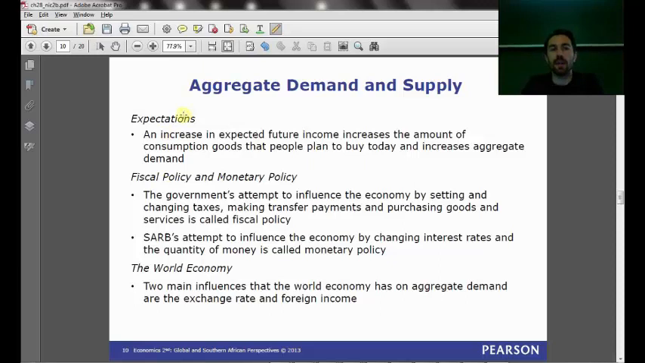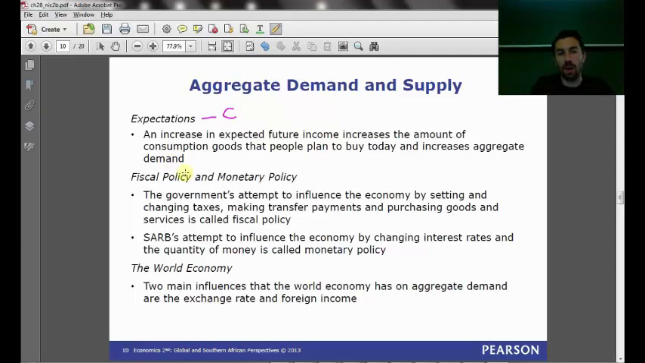Expectations. Okay, so in expectations, an increase in expected future income increases the amount of consumption that we want to consume today. We expect our income to go up in the future. We get a job, we're going to start that job in 1 month's time. We go and buy a new hi-fi today, we buy new clothes, new shoes. Sweet, I'll pay for it when I get my job, right? That's exactly what we do. Even when we don't want to. That's what we do. Okay? So a change in expectations can lead to a change in C. A change in C leads to a shift in the aggregate demand curve. Okay?